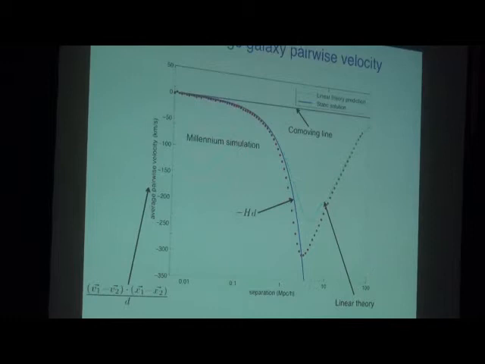So this is probably the final plot I'm going to show, which will please the organizers, in this lecture at least. Okay, so this is a plot that we made from the Millennium simulation. It takes the separation of pairs of matter particles here on the x-axis. And on the y-axis, it plots the average pairwise velocity in co-moving units.